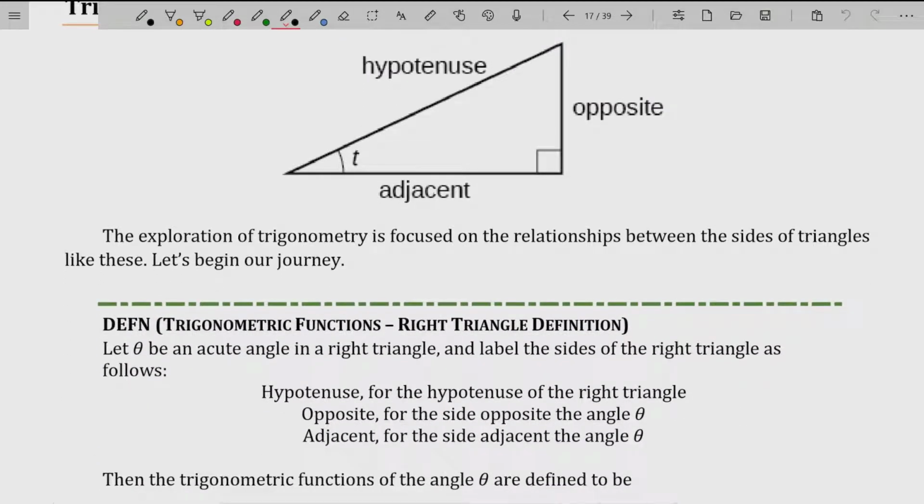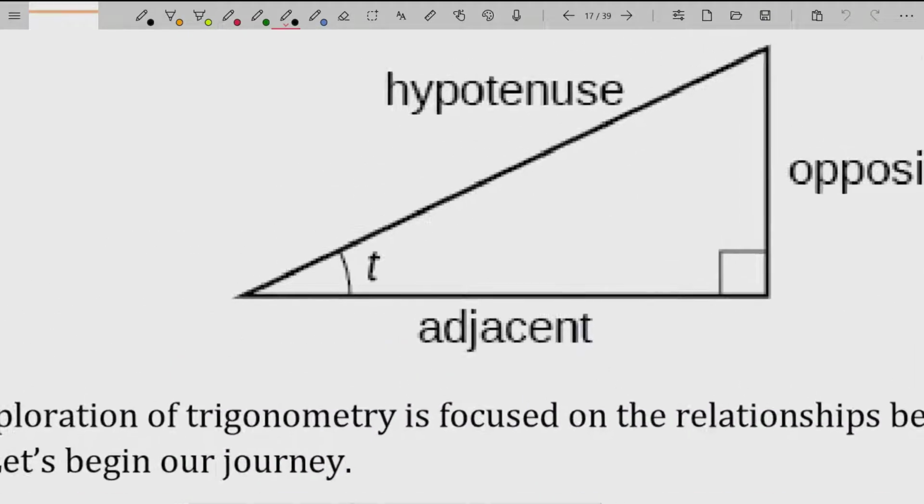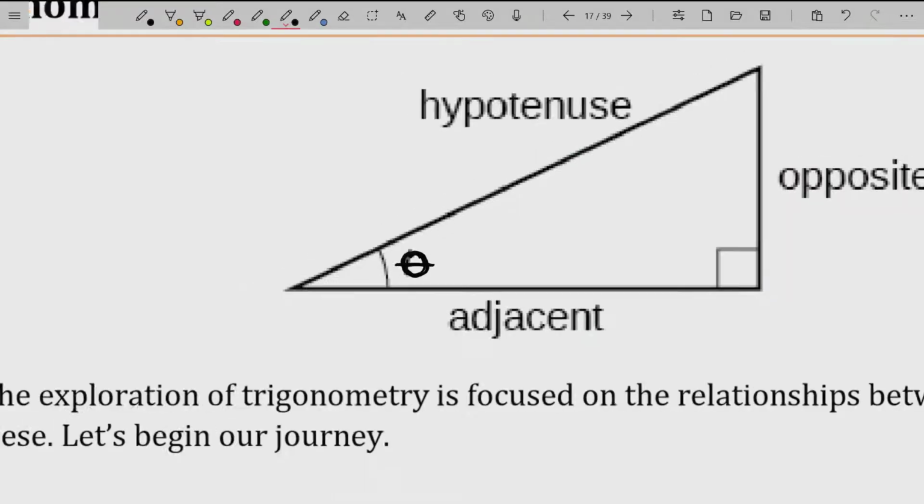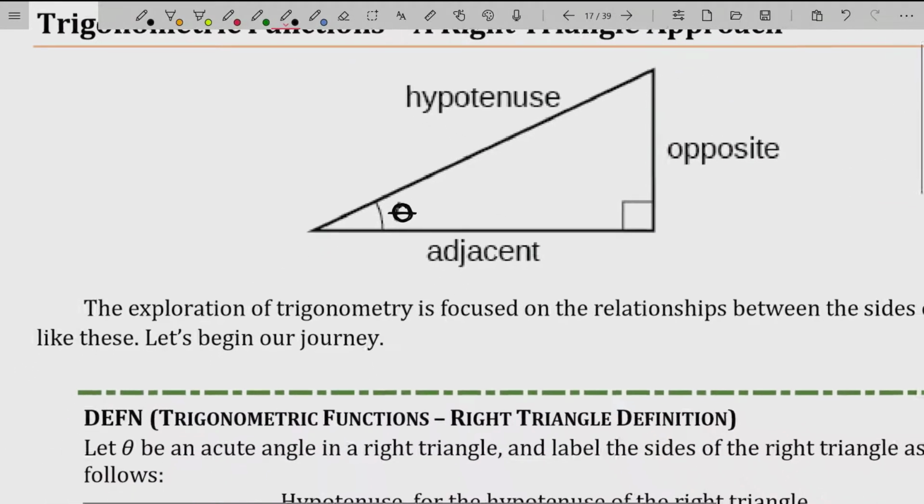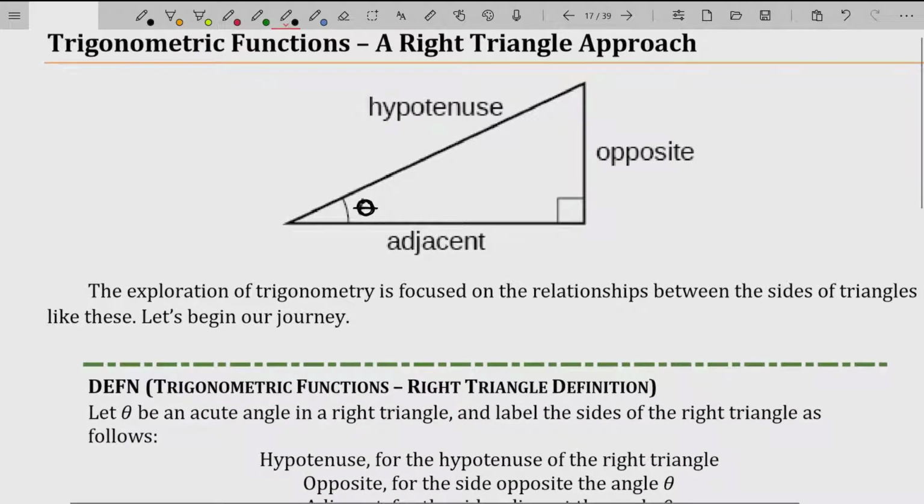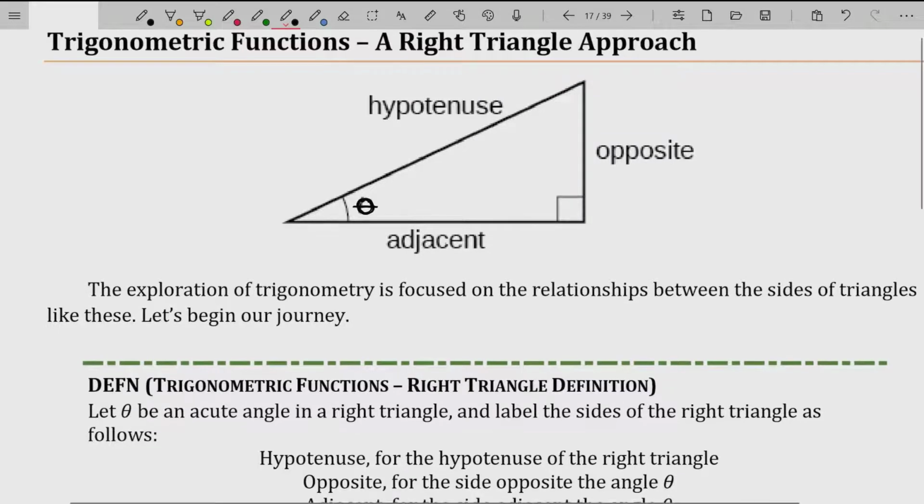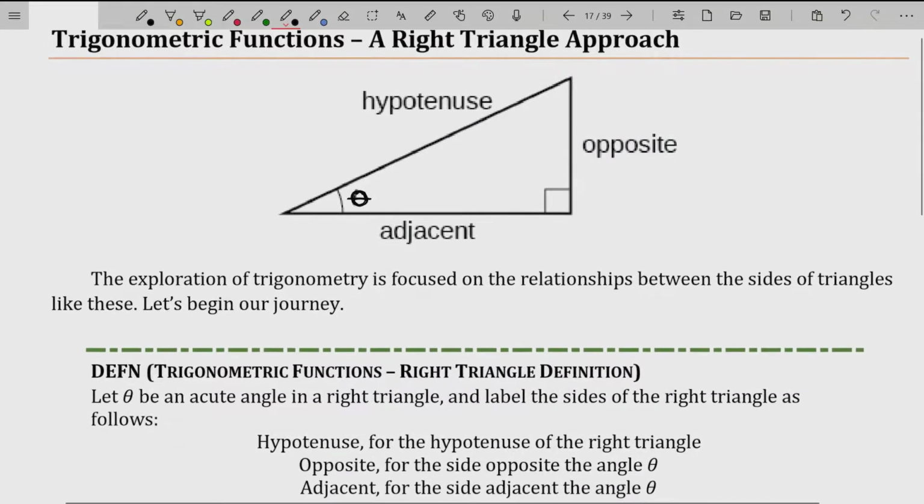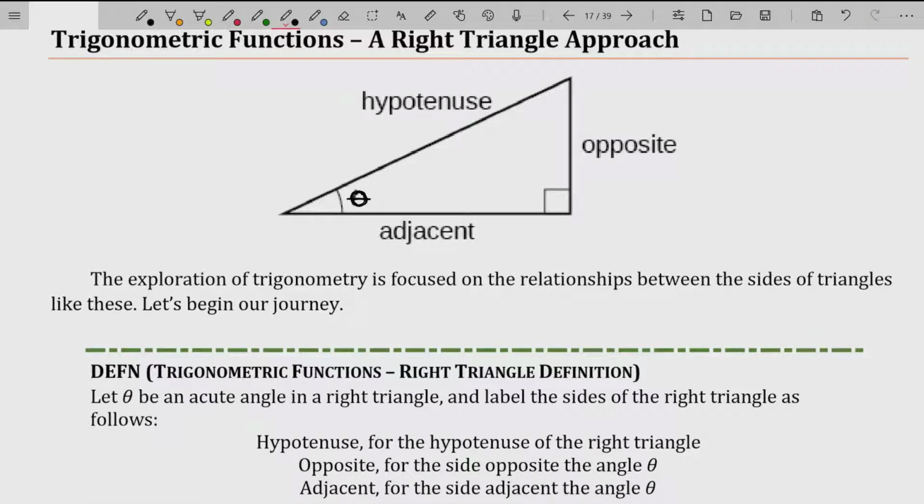All right, let theta be an acute angle in a right triangle. And that reminds me, I want to change this angle right here to be called theta, not t. Just because I use thetas, I don't like using t's. It looks like a plus sign, that's why. Okay, so let theta be an acute angle in a right triangle, and label the sides of the right triangle as follows. The hypotenuse for the hypotenuse, basically as follows in the picture above. Opposite for the side opposite the angle theta, and adjacent for the side adjacent to the angle theta. Then we will define the following.